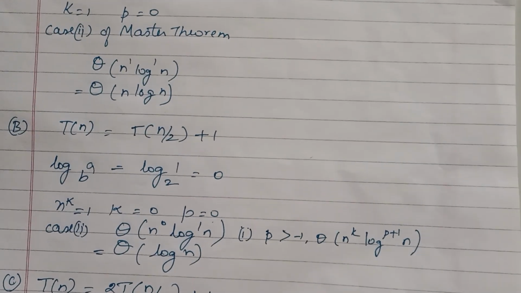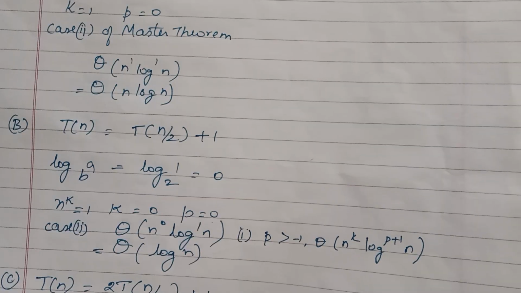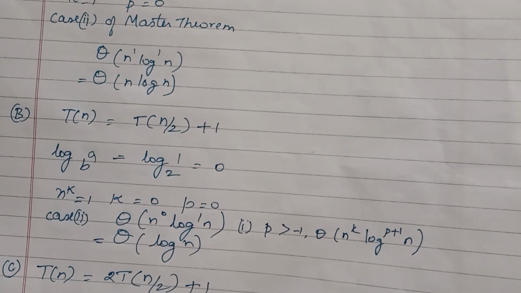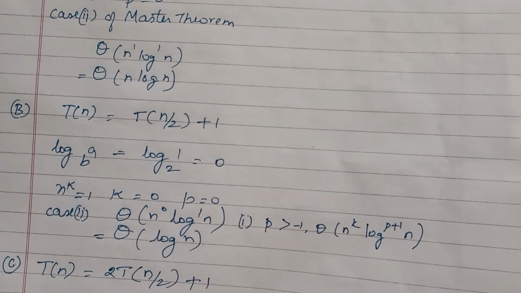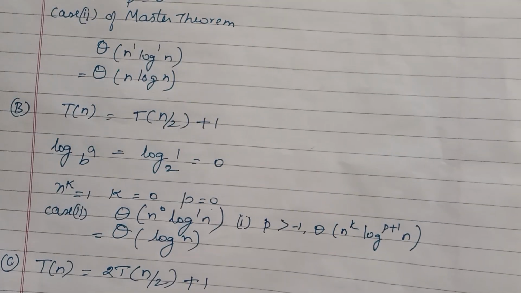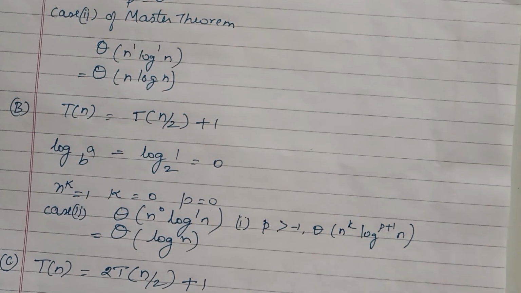So here also we have log_b a, log 1 base 2. So the value of log 1 is 0. And here n^k is equal to 1, so k equals 0 and p equals 0. So it goes into case 2 of Master theorem. So again we have order of n^0 log^1 n. Here we have order of log n.